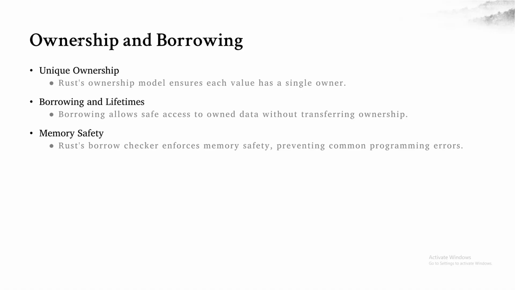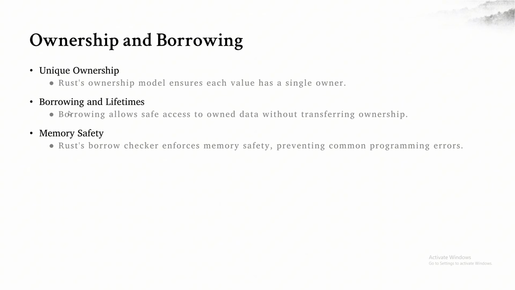So we are going to be looking at ownership and borrowing in Rust. Rust has this unique ownership system model that ensures each value has a single owner. For example, each value in Rust has a variable that is called its owner. A value can only have one owner at a time. When the owner goes out of scope, the value will be dropped. So you're going to see that in action.